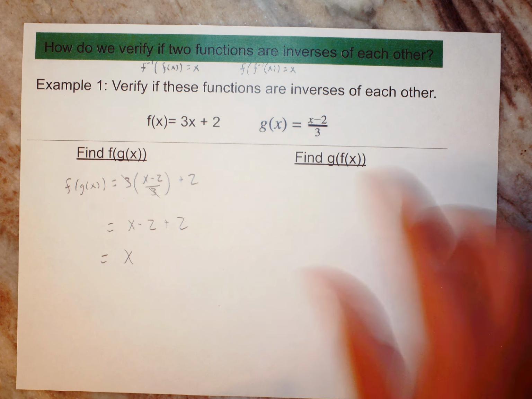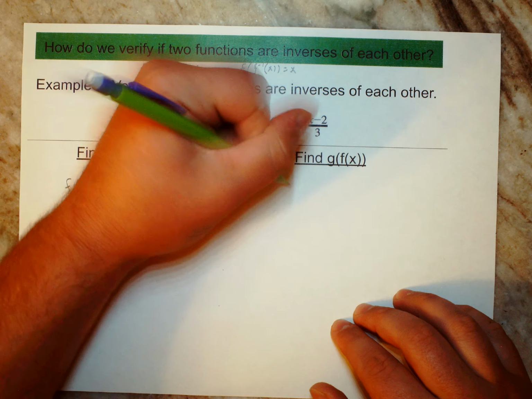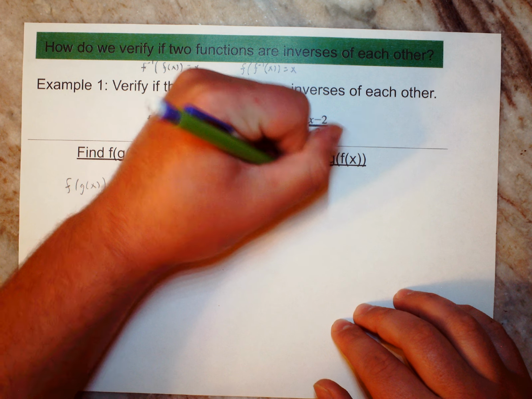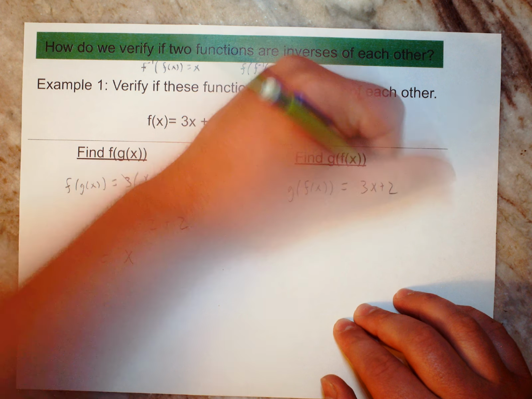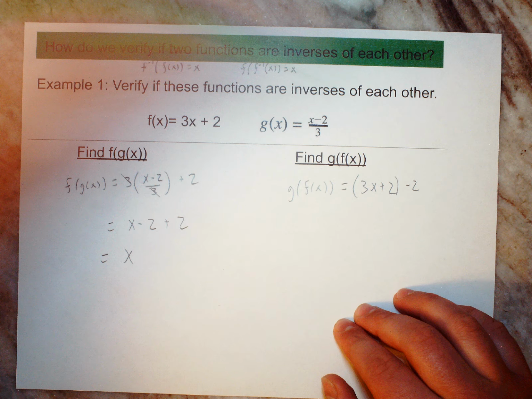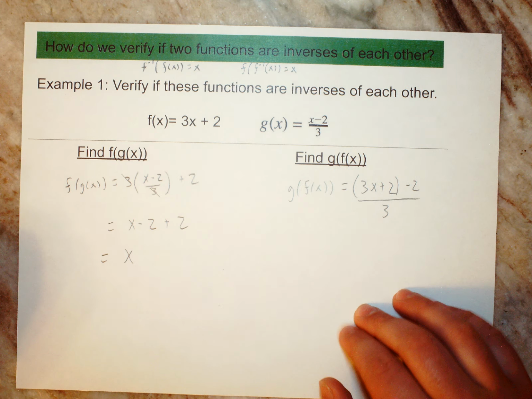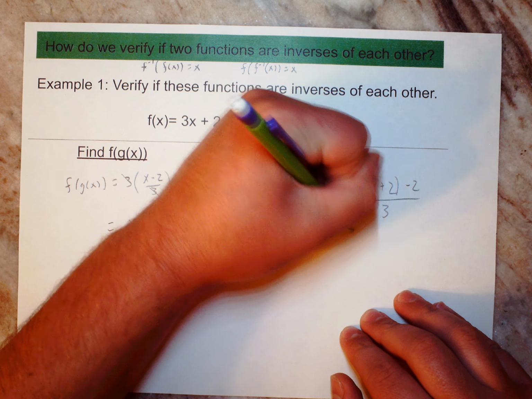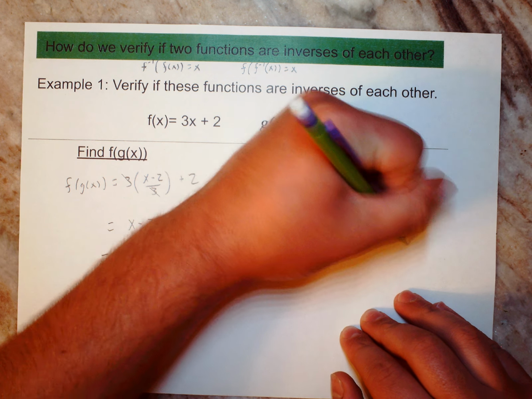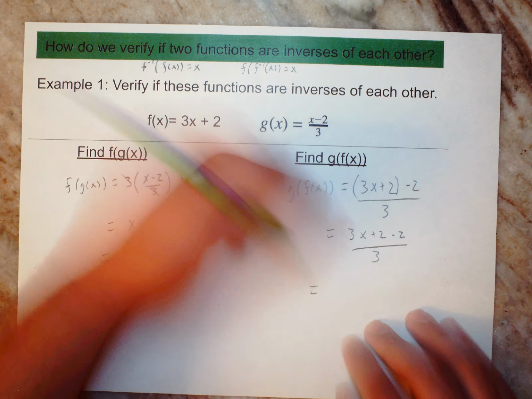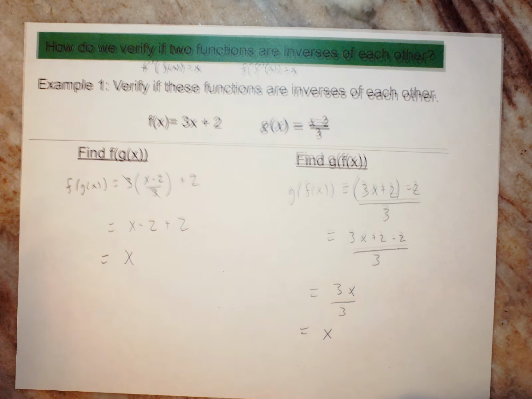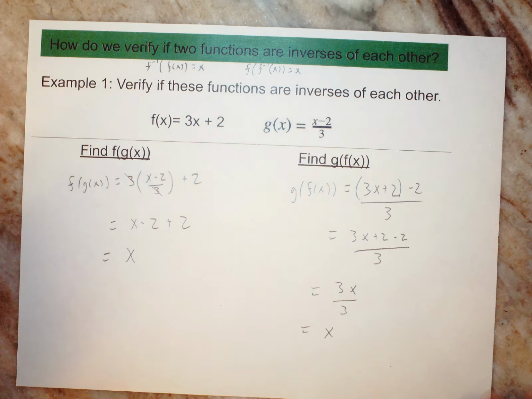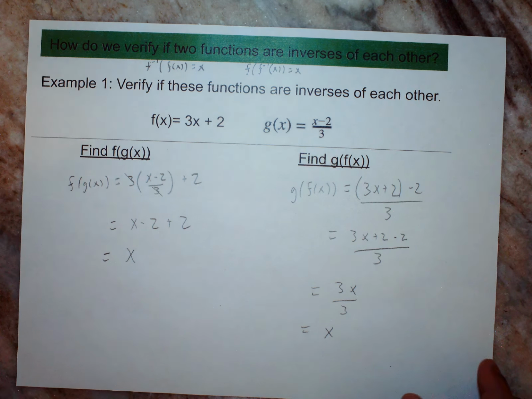So now we're going to do g of f of x, which equals 3x plus 2 minus 2 over 3. We're going to simplify 3x plus 2 minus 2 over 3, which equals 3x over 3, which equals x. So since they both equal x, like the rule said from the beginning, they are inverses of each other.